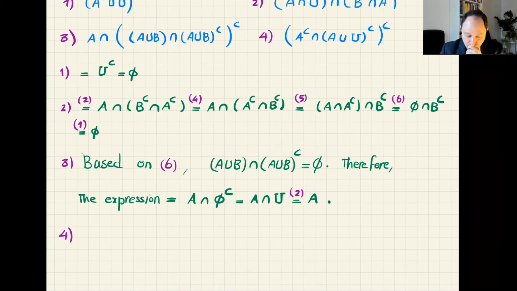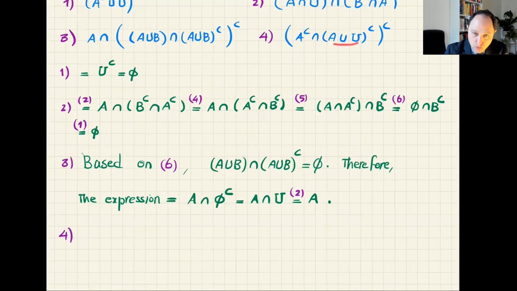I got it to be the universal set. Okay, so let us check. So number 4, I see, first of all, I have a pair of brackets. Inside this pair of brackets, I have another pair of brackets. So the priority is with this one. But this is the old lesson.